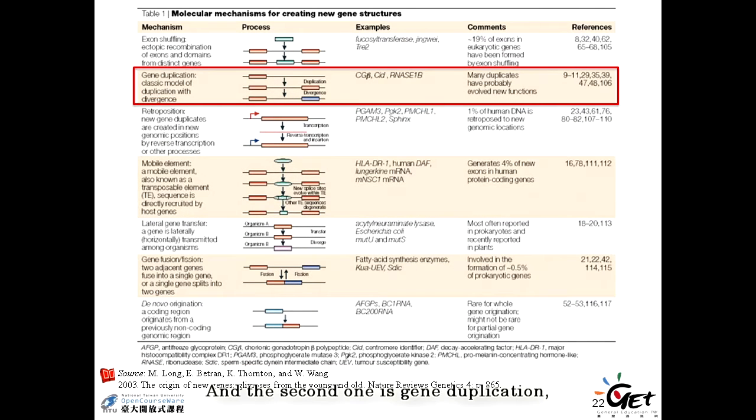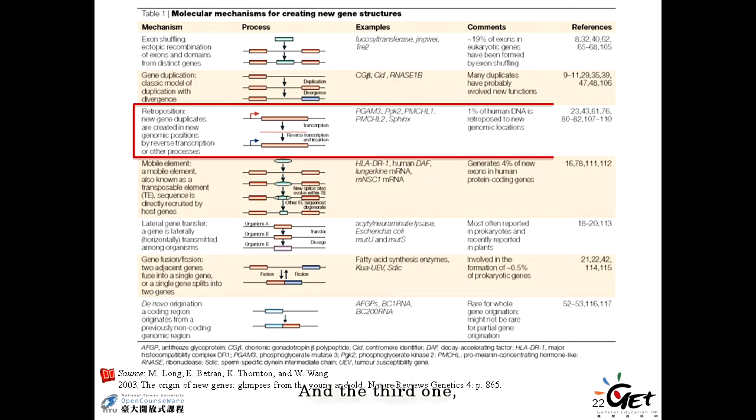And the second one is gene duplication, and this is like the basic model. And the third one is retrotransposition, which we just explained, because the messenger RNA gets reverse transcribed and gets inserted into another side of the genome.